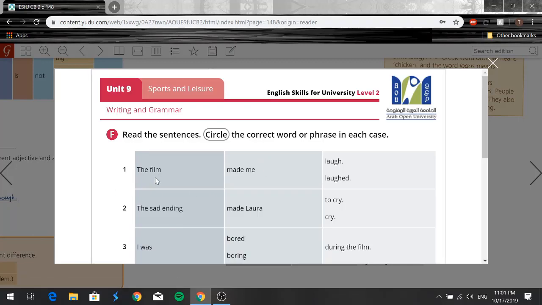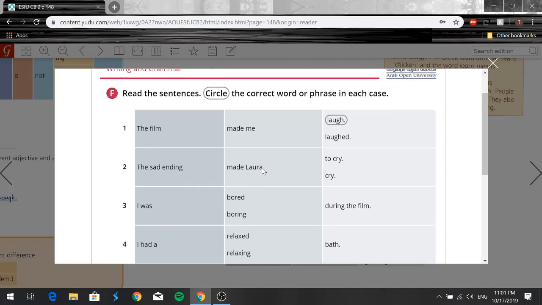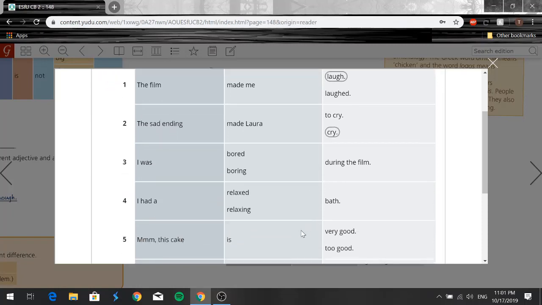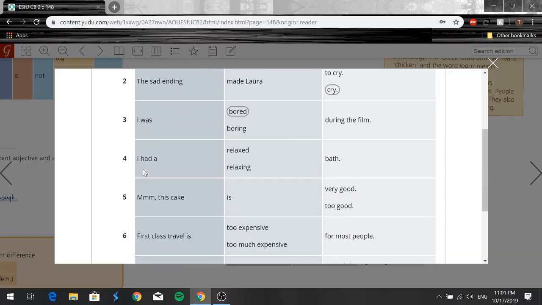We have 1. The film made me laugh or laughed. Well, laugh. Can't put that in the past, so the film made me laugh. The sad ending made Laura cry or to cry. No need to use to here, so we'll say cry. I was bored or boring during the film. I was bored during the film. 4. I had a relaxed or relaxing bath. Well, relaxing bath.